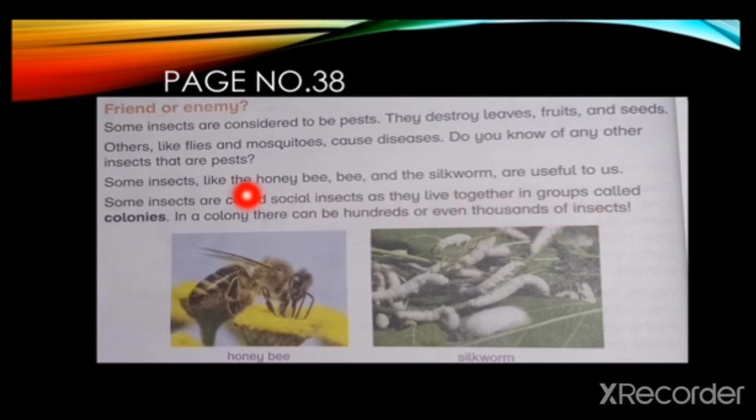Students, we learned that some insects are considered to be pests. They destroy leaves, fruits and seeds. Others like flies and mosquitoes cause diseases. Some insects like a honeybee, bee and the silkworm are useful to us. Some insects are called social insects as they live together in groups called colonies. In a colony, there can be hundreds or even thousands of insects.